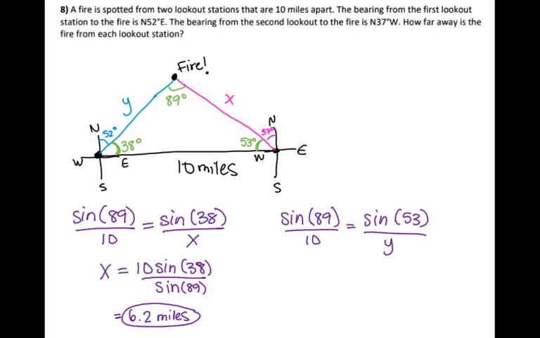Now let's see how far away lookout number 1 is. So I have y equals 10 sine of 53 over sine of 89. Getting my y by itself, so 10 sine of 53 divided by sine of 89 is about 8 miles. It's 7.98. Let's round that up to 8 miles.